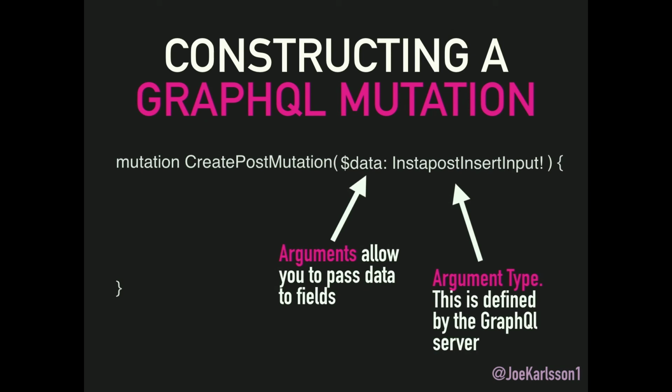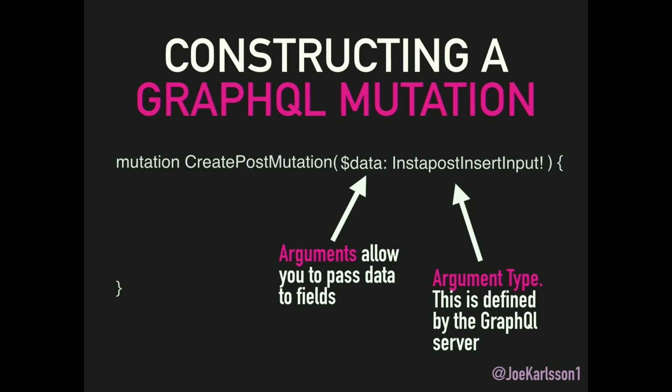So with mutations, unlike queries, you typically need to send data back to that GraphQL endpoint to make some sort of change. This is where we're doing the full CRUD operations, where you're creating, editing, or deleting. You need to tell it either what you're deleting, what you're updating, or what the content is for that new thing that you're creating. So these arguments allow you to pass data through to it that you need to send back to the server so it knows how to do the thing that you want.